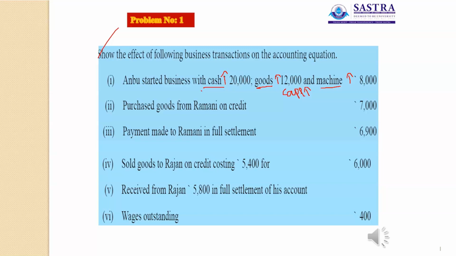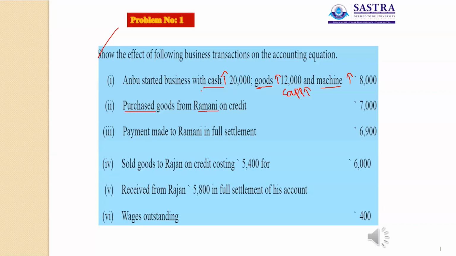So the cash account increased by rupees 20,000, stock value increased by 12,000, and the value of machinery increased by 8,000. Capital is also increased; the total of that is 32,000, 32,000 plus 8,000, 30,000. So 30,000 is the amount of capital. Then the next transaction is purchase goods from Ramani on credit.